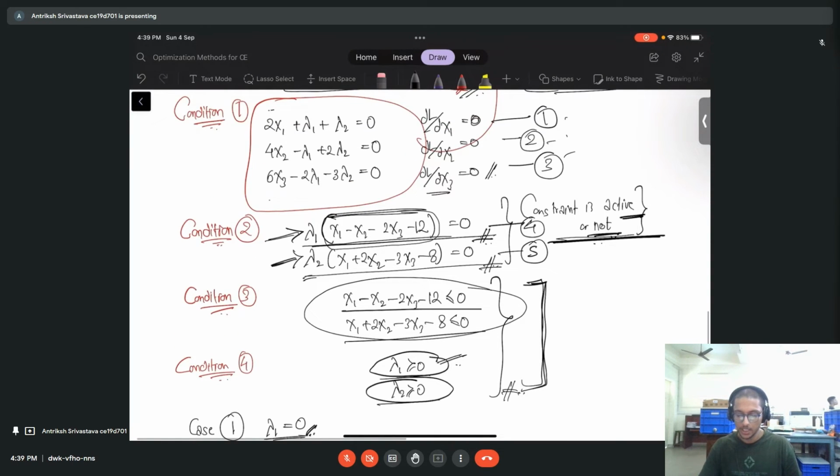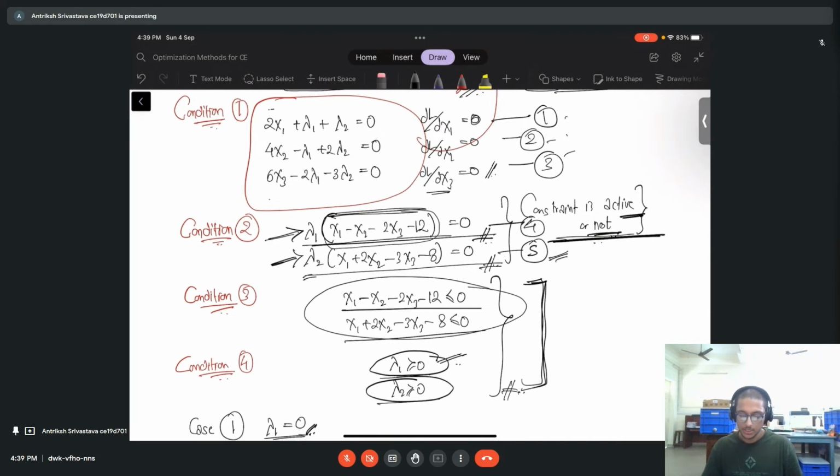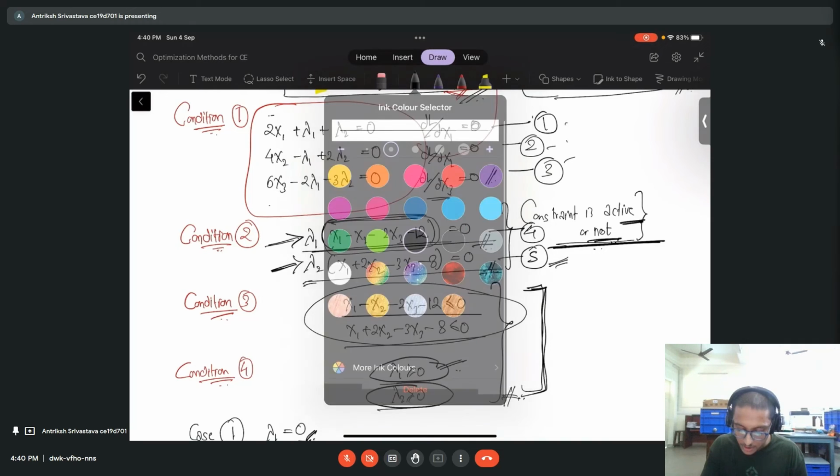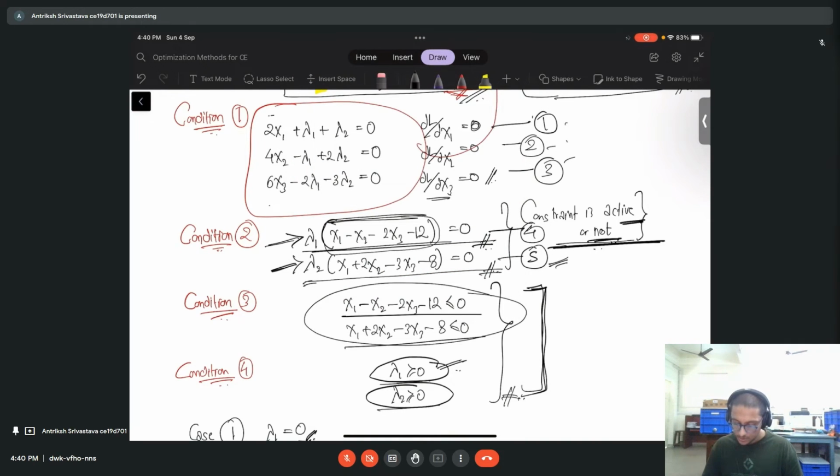So we have equations 1, 2, 3 and 5, and we have x1, x2, x3 and lambda 2. So we have 4 variables, 4 equations. Let's try to solve. From equations 1, 2, 3, if we put lambda 1 equal to 0, what will be the value of x1? Let me write it here. I will shift it below after we have finished this. What will be the value of x1? Minus lambda 2 by 2, correct.